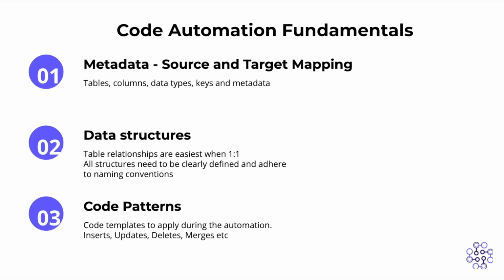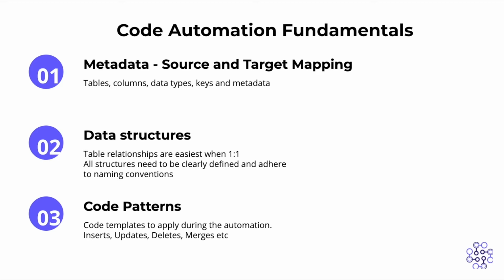So what do we need for code automation and to automate this modern data stack? It boils down to 3 main things. We need metadata, or source to target mappings. And this is what tables we're going to move, what columns inside those tables, the data types, what primary keys we have, and other associated metadata around that. We need data structures. So automation is definitely easier when we have one-to-one relationships between those tables.